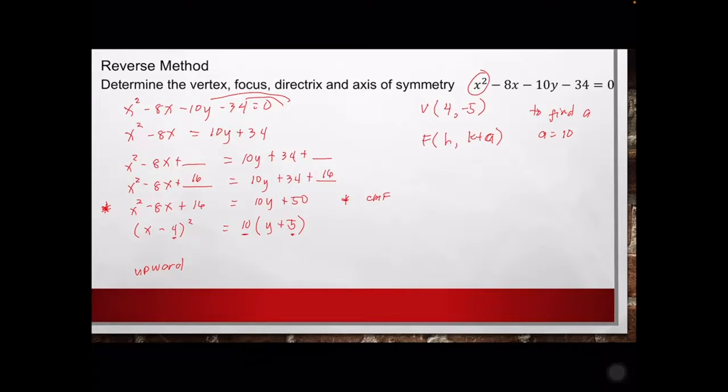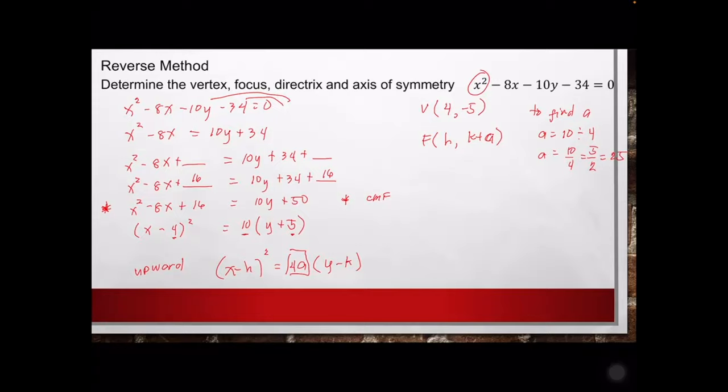Then, we have to divide this by 4. Bakit 4? Kasi based on our formula, ang ating formula is (x minus h) squared is equal to 4a(y minus k). Ito yung kinukuha natin, the 4a. Ang value nito is 10. So, to find a, kailangan natin siyang i-divide by 4. Therefore, yung a natin is equal to 10 over 4, which is 5 over 2, which is equal to 2.5. Tama?